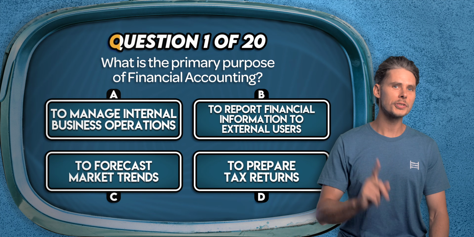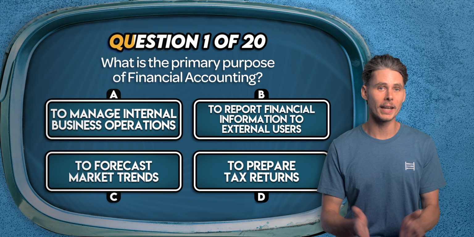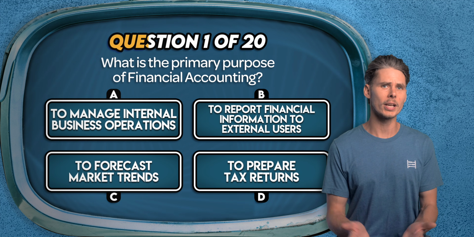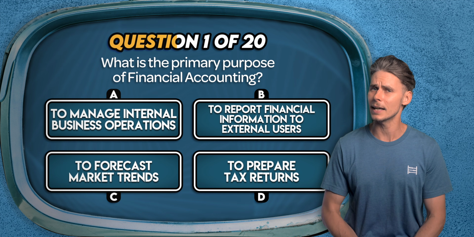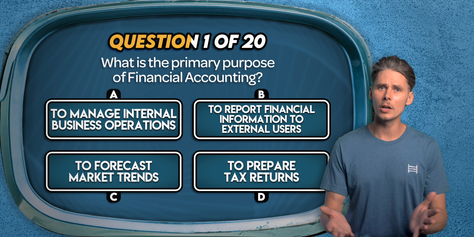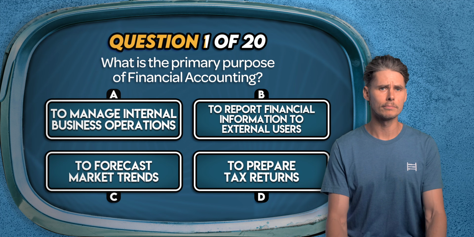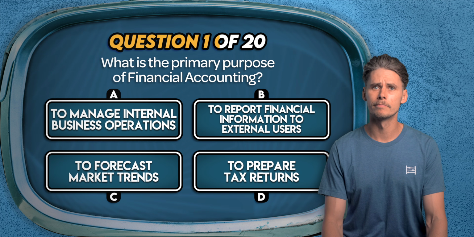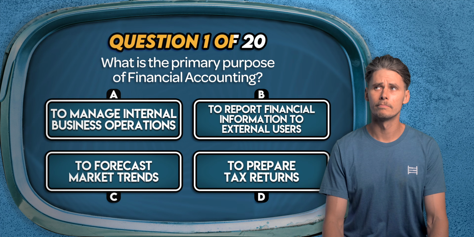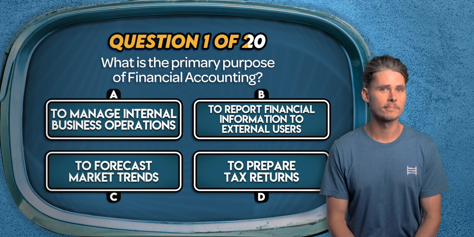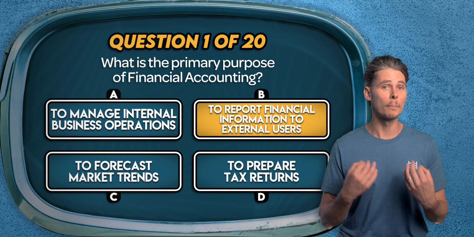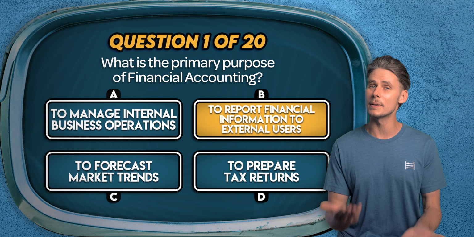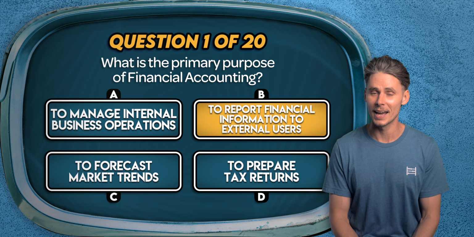Question 1. What is the primary purpose of financial accounting? Is it to manage internal business operations, to report financial information to external users, to forecast market trends, or to prepare tax returns? The answer is B. The purpose of financial accounting is to report useful information to a business's investors, lenders, and creditors.